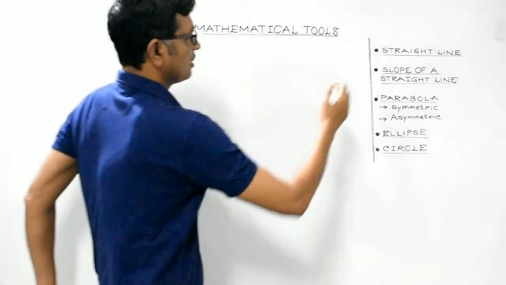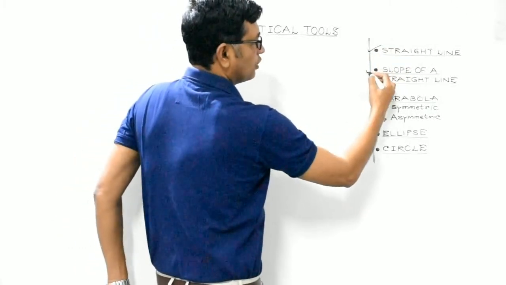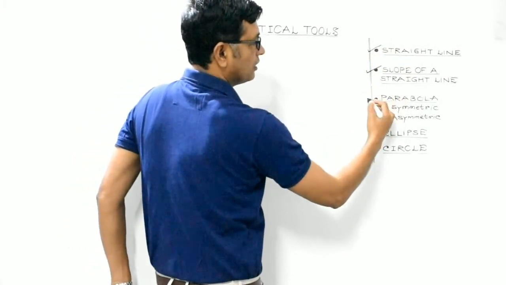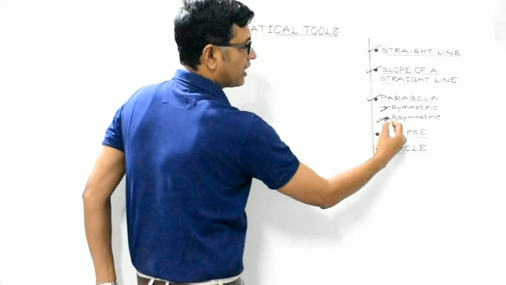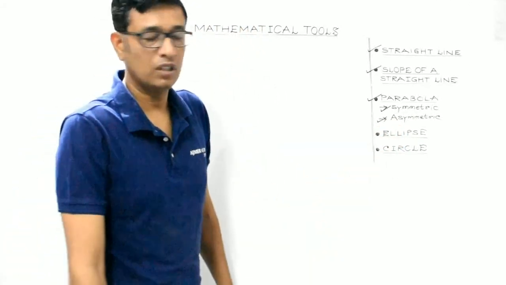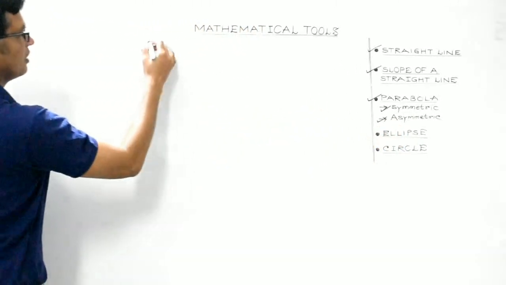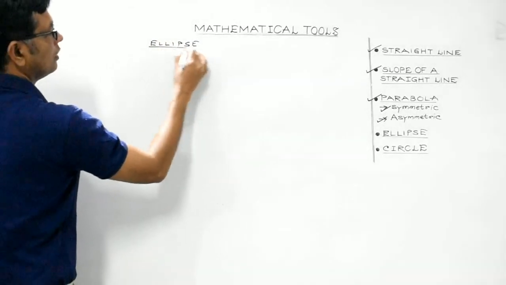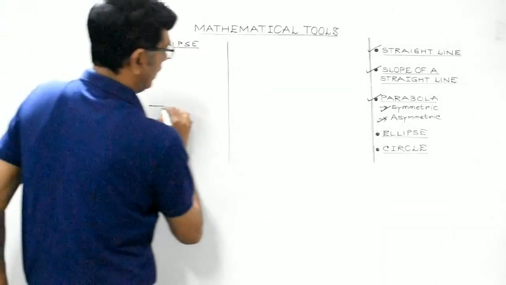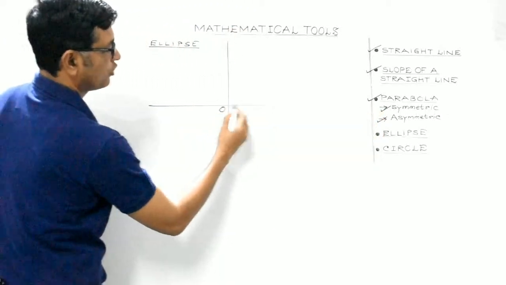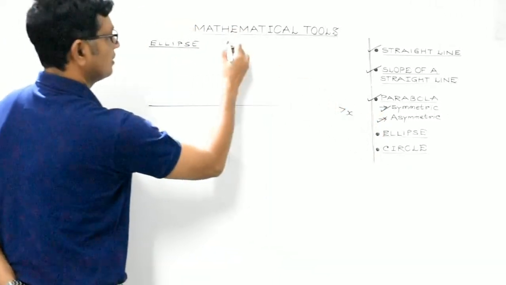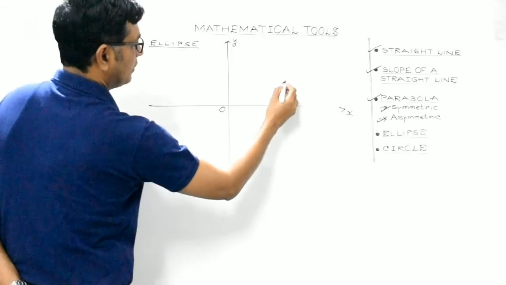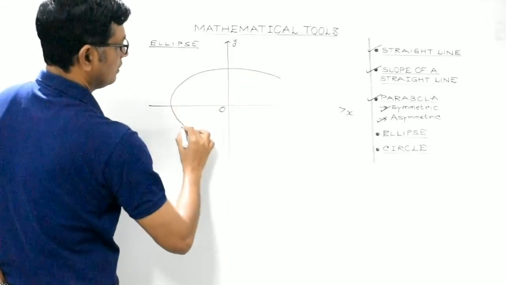Okay, students, we have discussed straight line, slope of a straight line, its importance, parabola, we have discussed both symmetric as well as asymmetric parabola. Now, let's discuss ellipse. So, ellipse is basically, suppose this is the origin, this is x-axis and this is y-axis. Ellipse is like this.